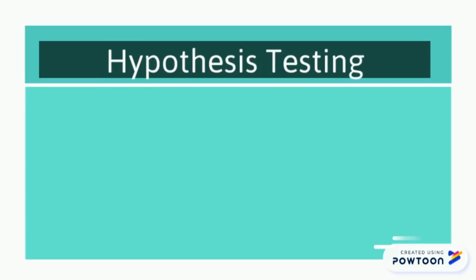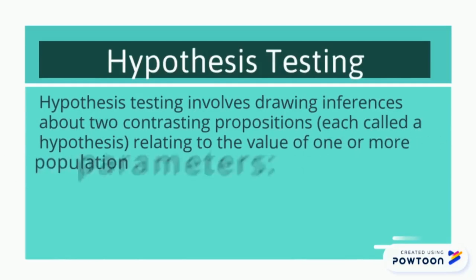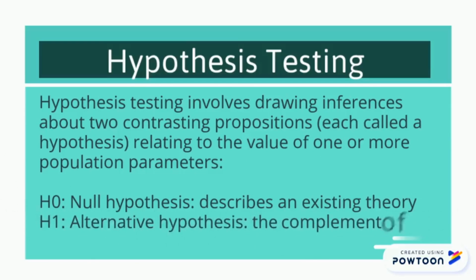Hypothesis testing. Hypothesis testing involves drawing inferences about two contrasting propositions, each called a hypothesis, relating to the value of one or more population parameters. H0, the null hypothesis, describes an existing theory. H1, the alternative hypothesis, is the complement of H0.